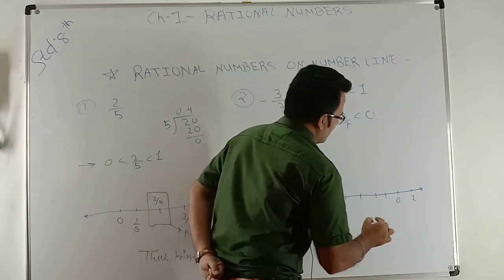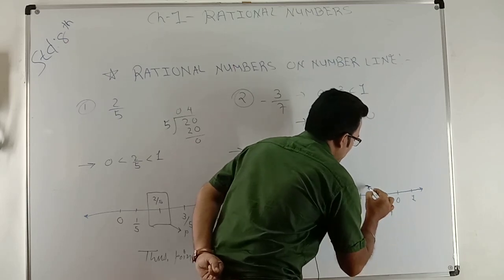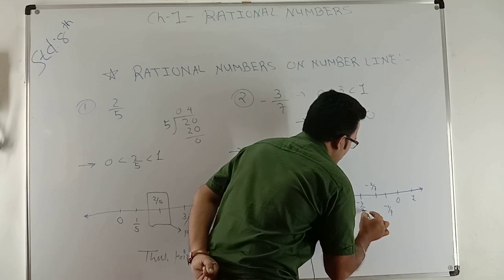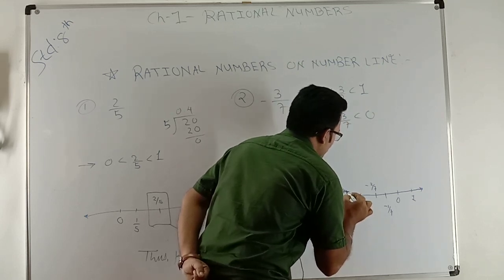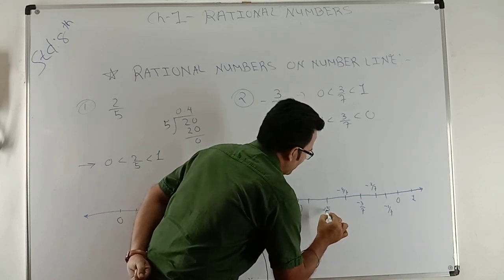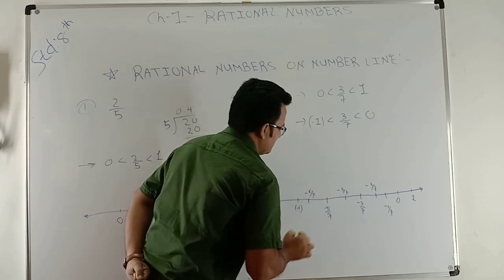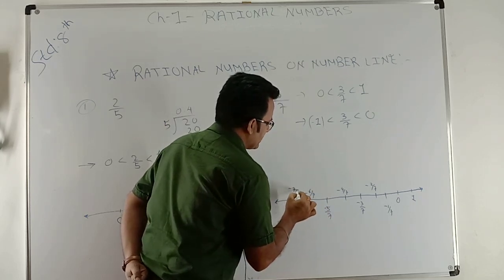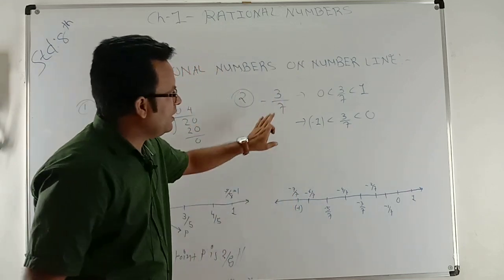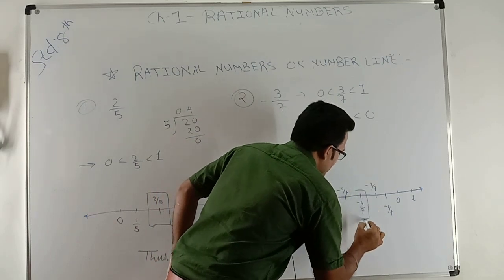Now you have to mention minus 1 upon 7, minus 2 upon 7, minus 3 upon 7, minus 4 upon 7, minus 5 upon 7, minus 6 upon 7, and minus 7 upon 7 means minus 1. Now we have to plot minus 3 upon 7. So here it is.